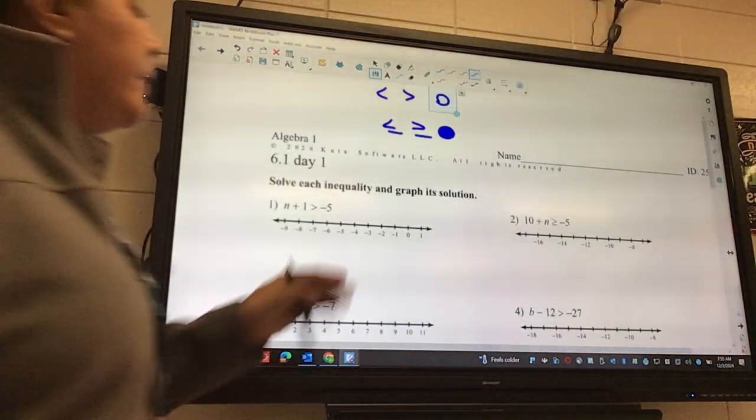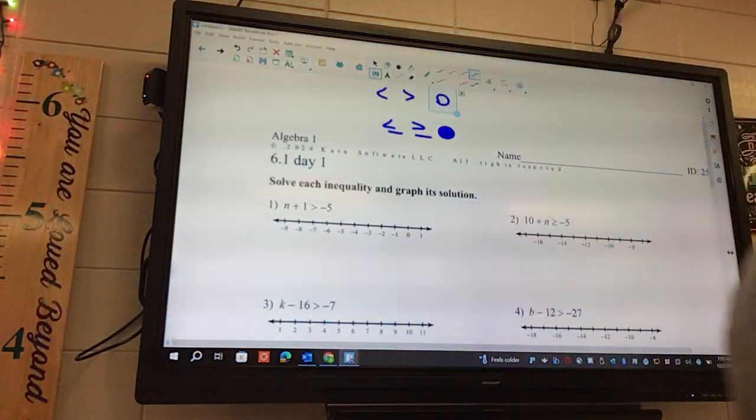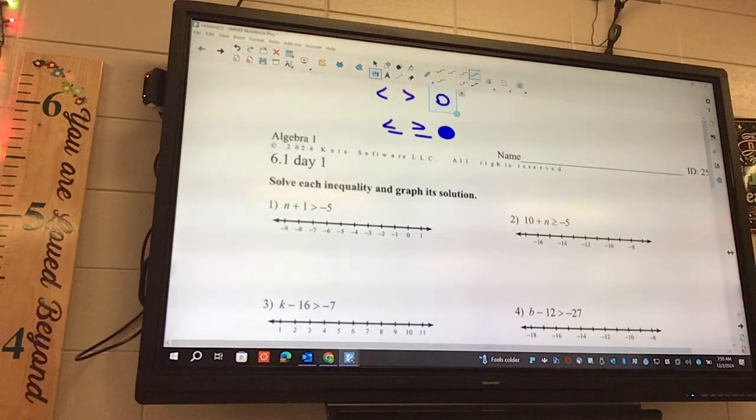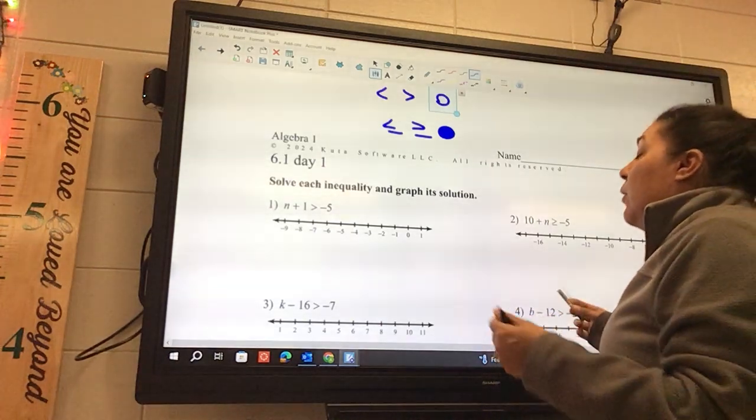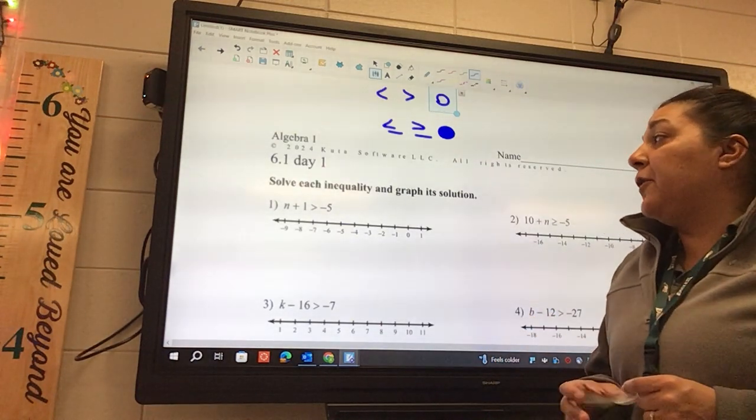Okay, so that is the most important part, with the exception of one other rule. When you multiply or divide by a negative number, you have to flip the sign. That's the only other rule. So we'll keep that in mind. It's not going to pop up for a minute here.